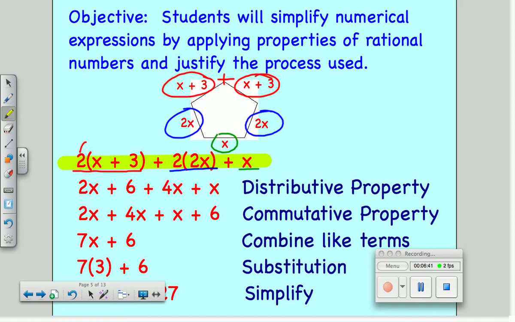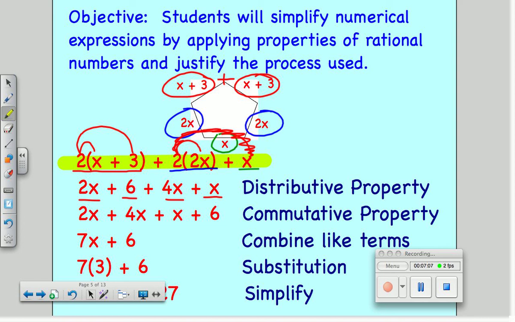So 2 times x is 2x. 2 times 3 is 6. 2 times 2x is 4x. And the x by itself doesn't get distributed, my mistake, sorry. It stays just x by itself, okay? You're just distributing the 2 to what's in the parentheses, not what's outside the parentheses. That was my mistake.